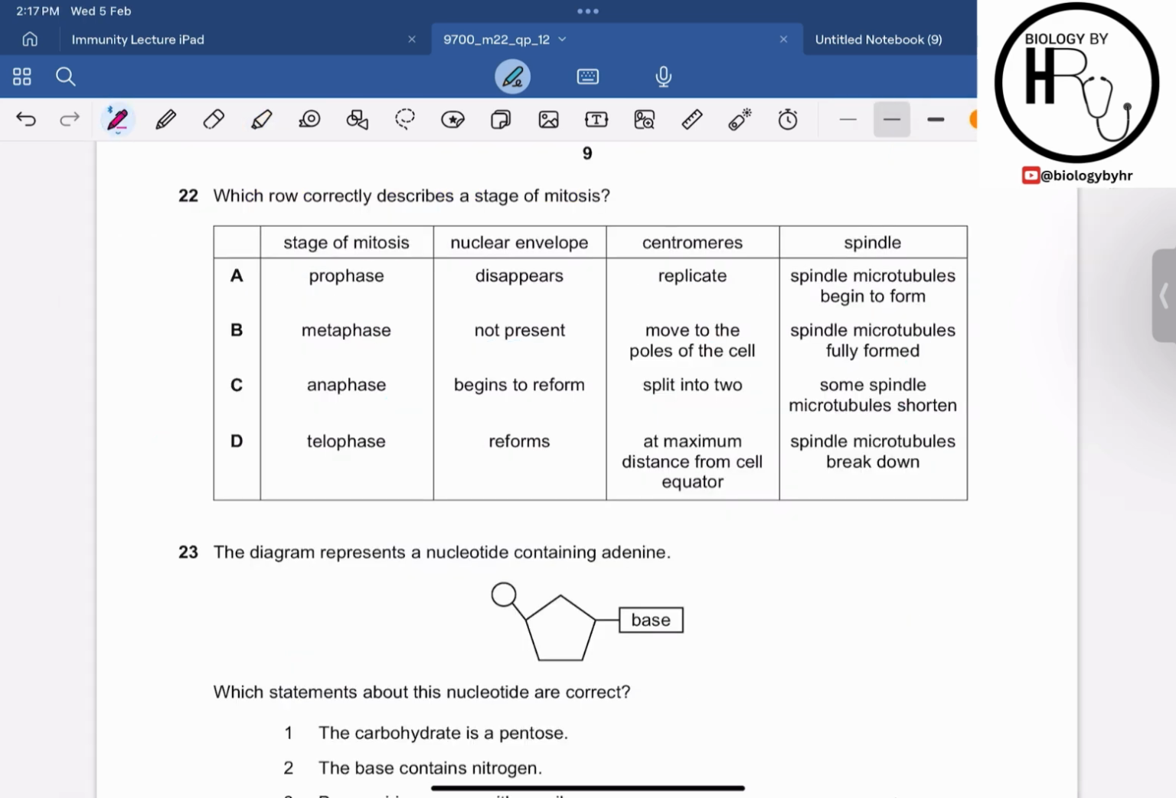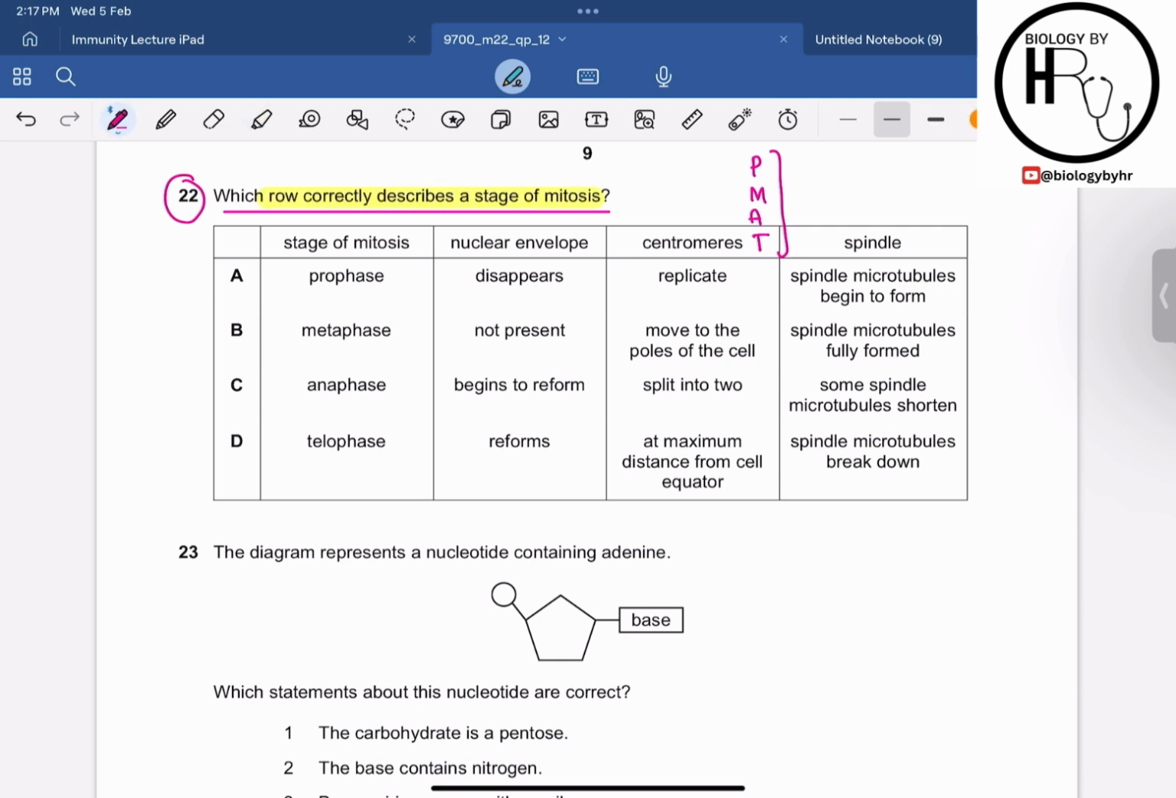Let's now discuss question 22 over here. It says, which row correctly describes a stage of mitosis. Mitosis is divided into prophase, metaphase, anaphase and telophase, right? We can remember this by PMAT: prophase, metaphase, anaphase and telophase. Now they are asking which row correctly describes the stage of mitosis.